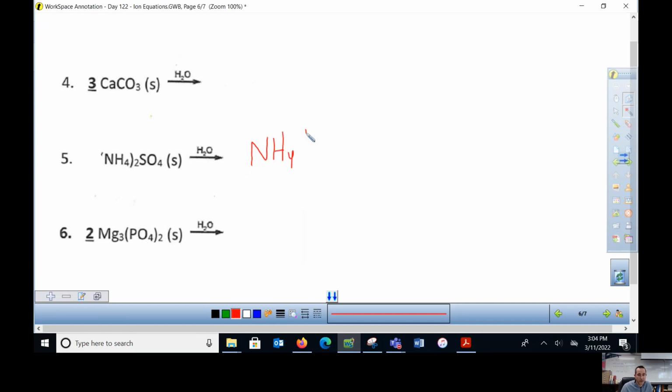So NH4 has a positive 1 charge. And look, we have a 2 here, so we have 2 of that ion. That's going to dissolve in the water. And then we just have 1 sulfate, just 1 sulfate.